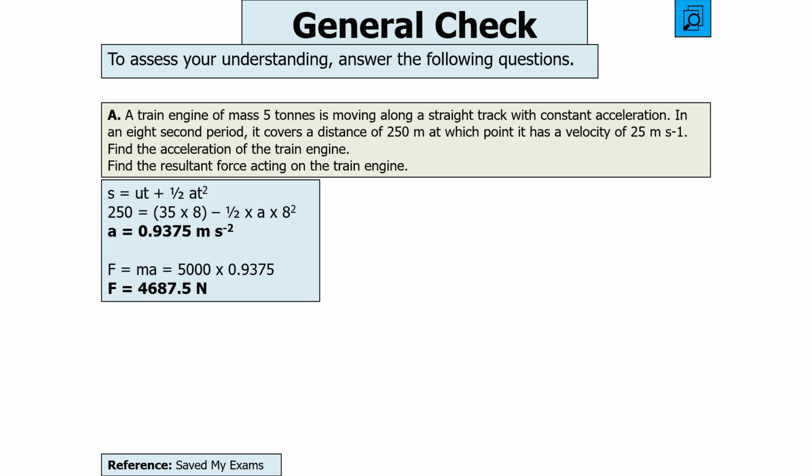Well, we know s equals ut plus a half at squared. We can use this as this is constant acceleration. So 250 equals 35 times 8 minus a half times a times 8 squared. So a will equal 0.9375 meters per second squared. F equals ma, so it's 5,000 kilograms times 0.9375, so F equals 4687.5 newtons.